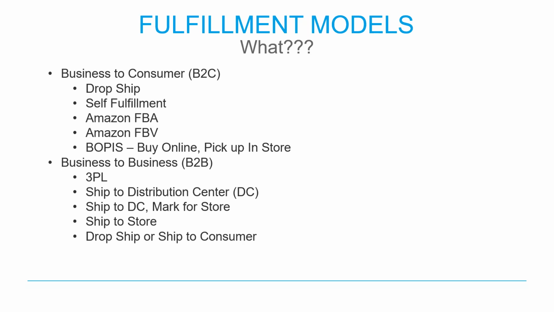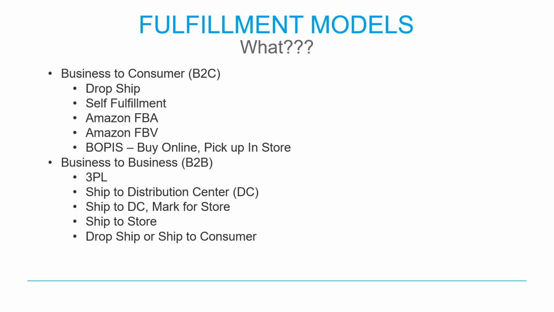First is 3PL. That's your third-party logistics supplier who provides warehouse space or even fulfillment options. The orders are placed by the trading partner, and you pass the order on to the warehouse to fulfill. Ship to DC or distribution center. That's when a multi-store trading partner orders in bulk and has you ship to the distribution center.